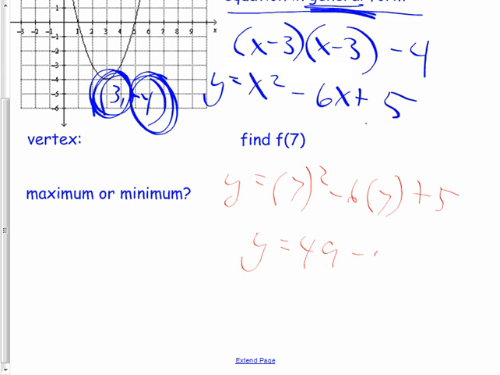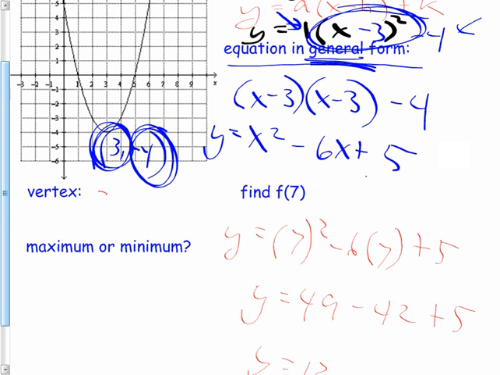Negative 42 plus 5, okay? And then I got 7 plus 5, which is 12. There we go. I did that whole one for you so you could see what I was expecting you to do. Oh, wait. What is the vertex? Well, that's easy. 3 comma negative 4. And then the last, is it a maximum or a minimum? If you understand what the words maximum and minimum mean, you can tell me, is that spot a minimum or a maximum? It's a minimum. It's the lowest spot. That'd be a minimum.